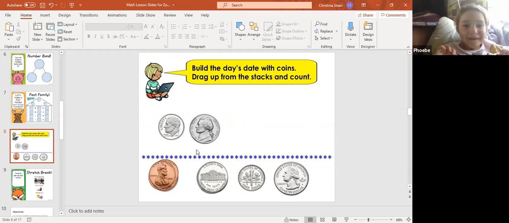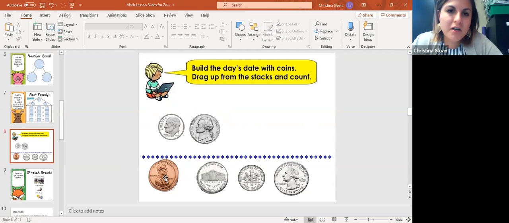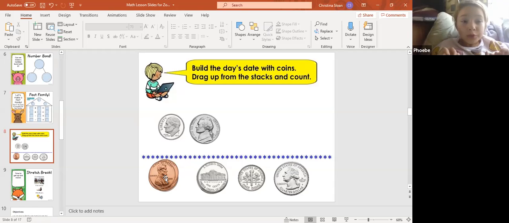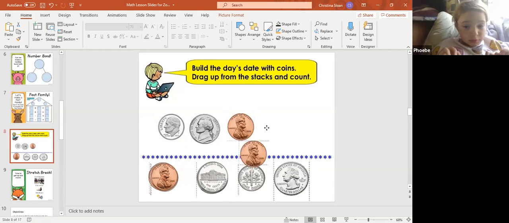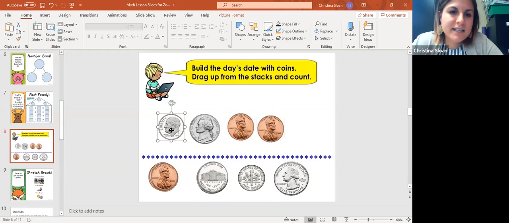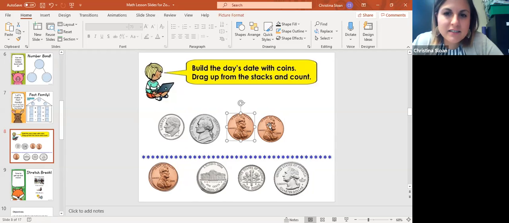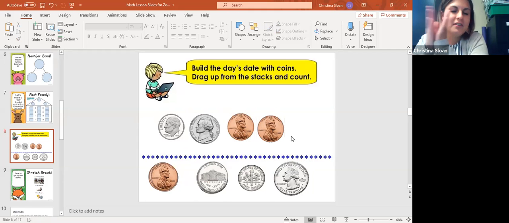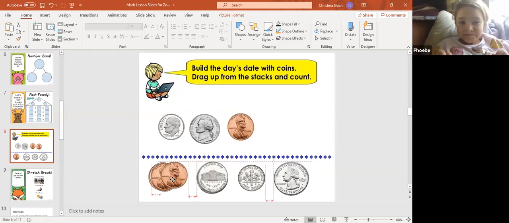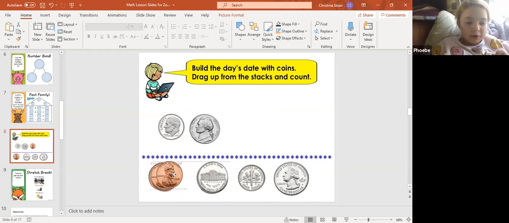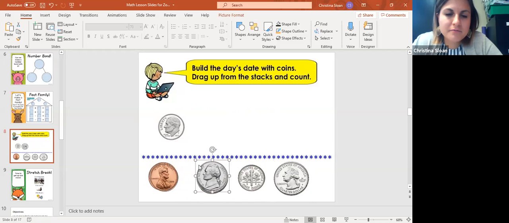15. 15, but I want to get to 17. So how many pennies would I need to add? 2 pennies. So let's count and make sure we have the right amount. So we have 10 plus 5 was 15. 15 plus 2. So 15, 16, 17. Very good. Thank you, Phoebe. You're welcome. All right. I'm going to mute myself. Thank you.